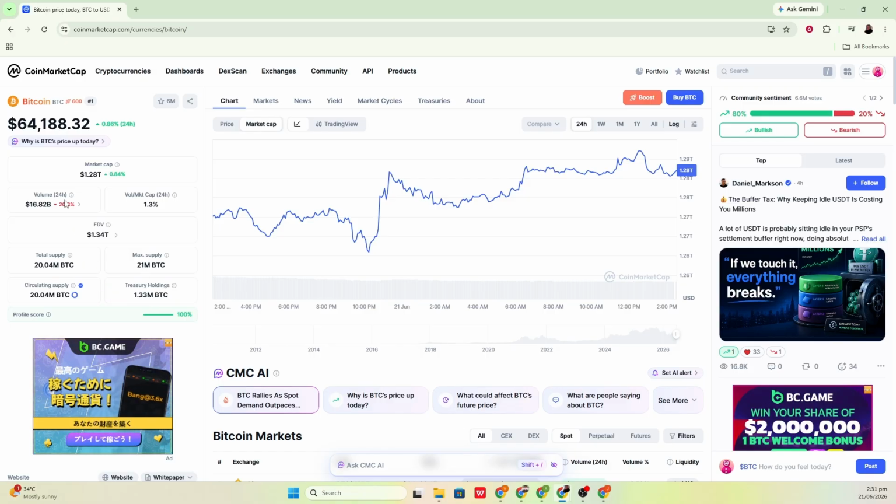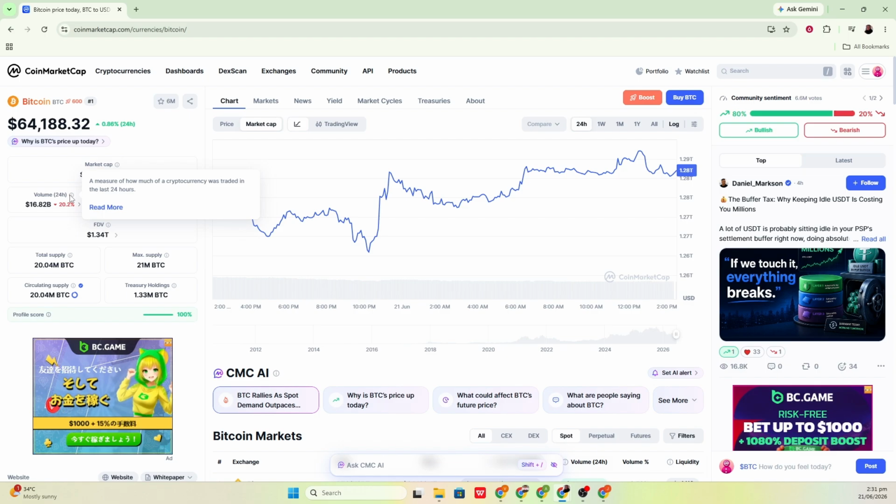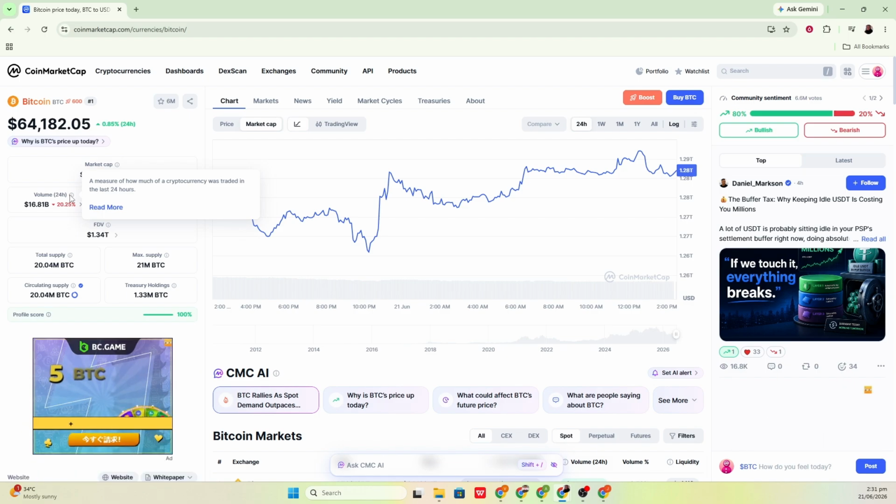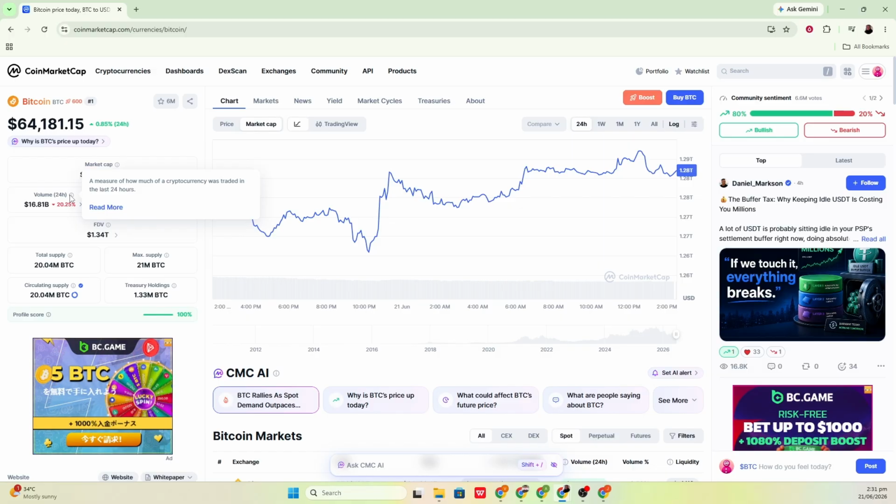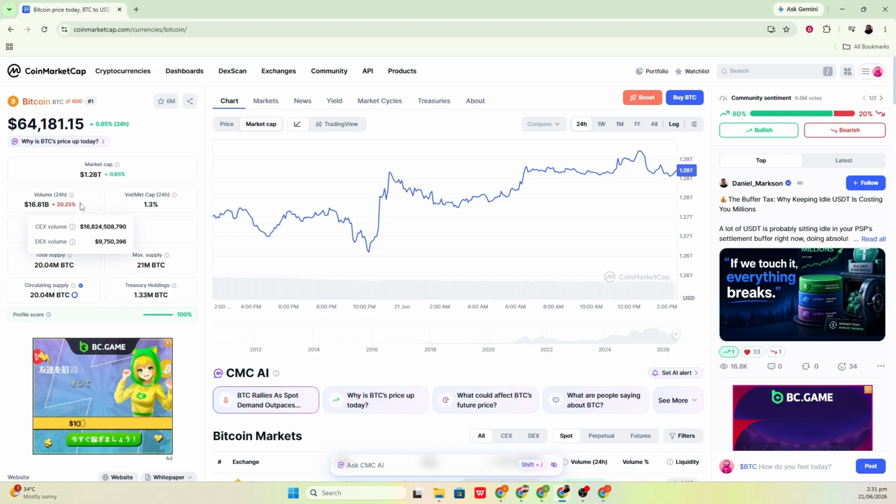The volume section shows the total dollar value of Bitcoin traded across tracked exchanges during the last 24 hours. You will see the current volume amount along with the 24-hour percentage change. Use this information to check whether trading activity is increasing or decreasing.